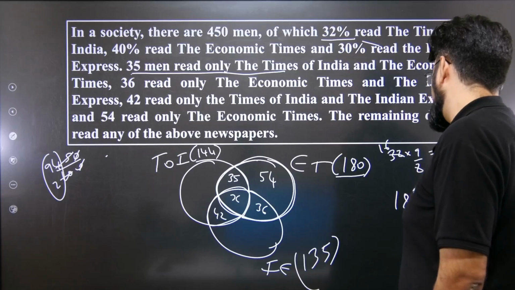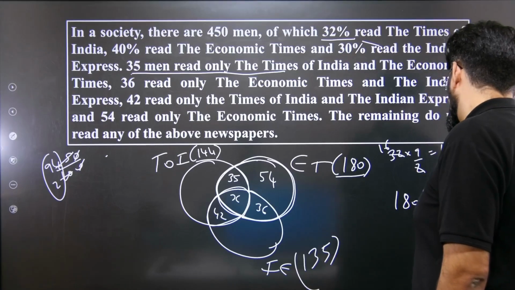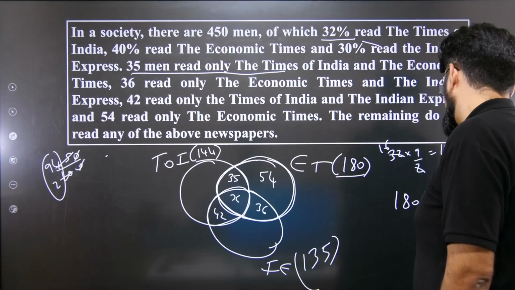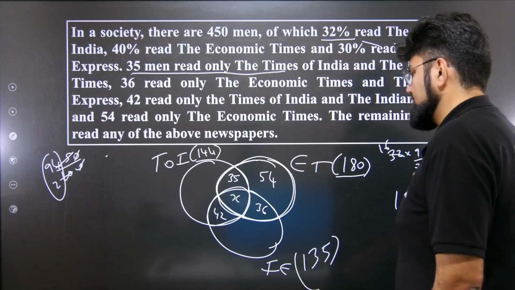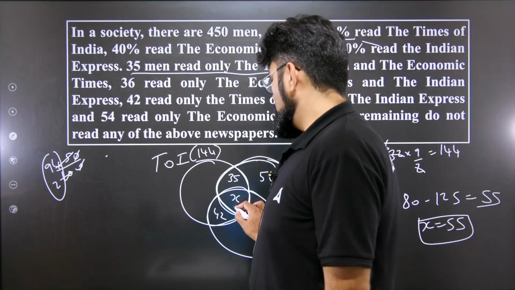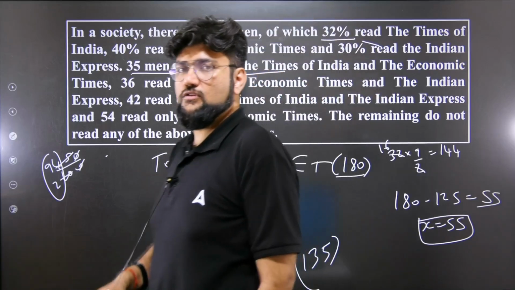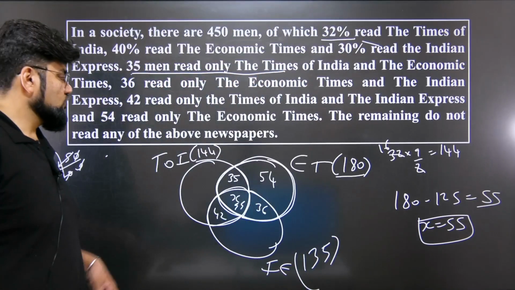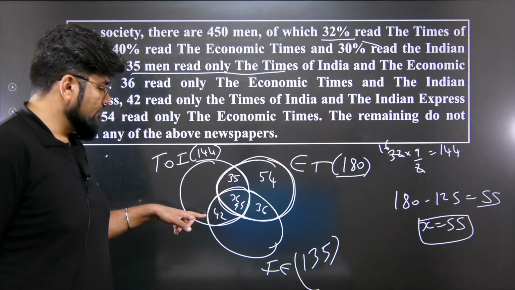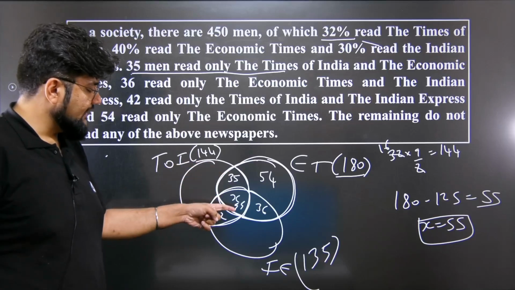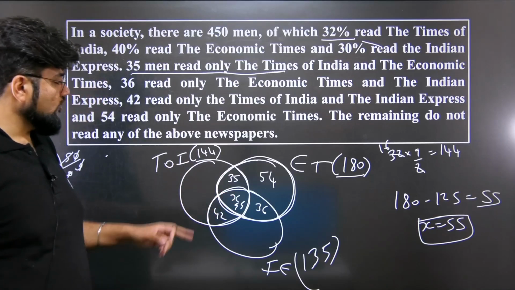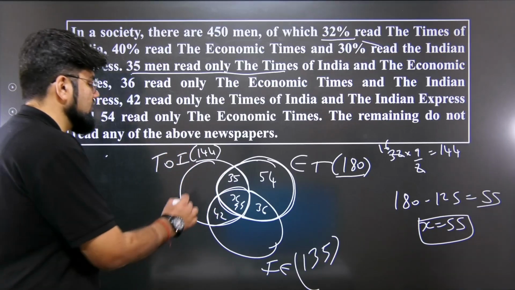So I'll write it here. 180 minus 125 is 55. So X is equal to 55. So you can mention here now 55. Now based on this 55, you can calculate the other values as well. So we'll add these 3 now. So 35, 55 is 90. 90 and 42 is 132. 144 minus 132 becomes 12.